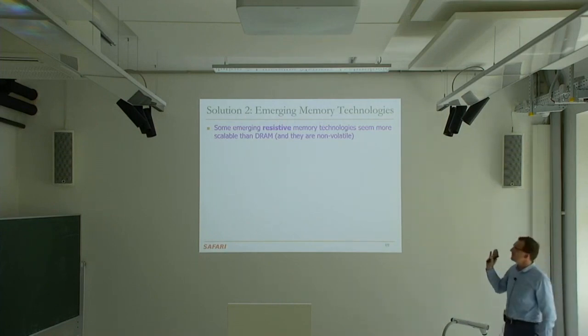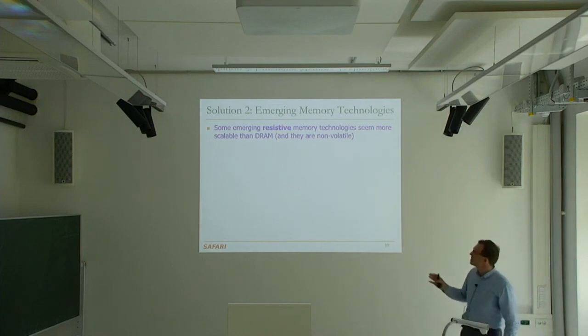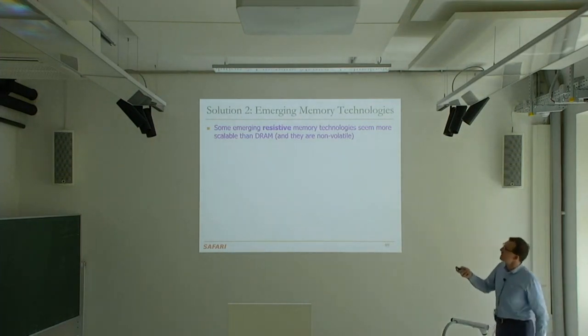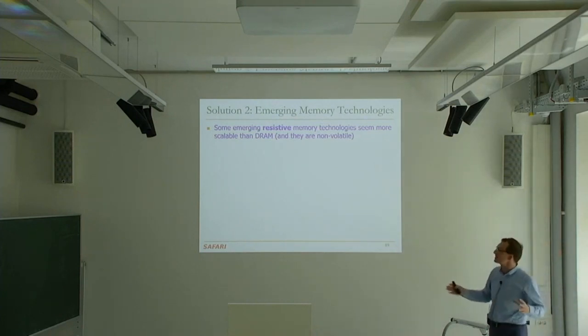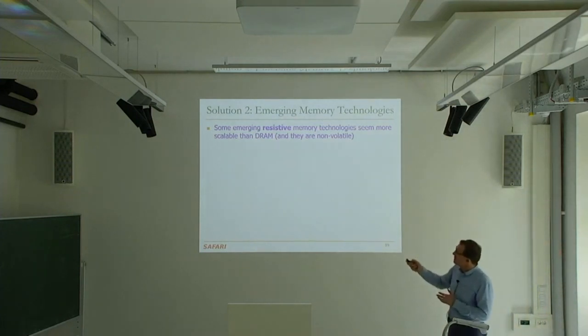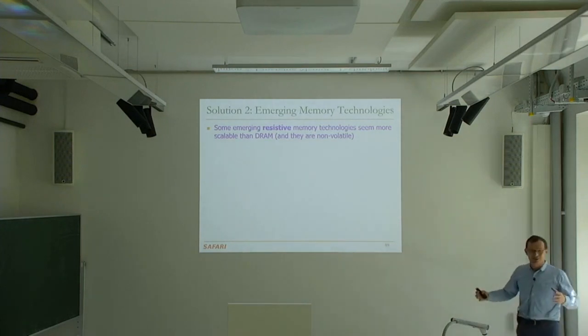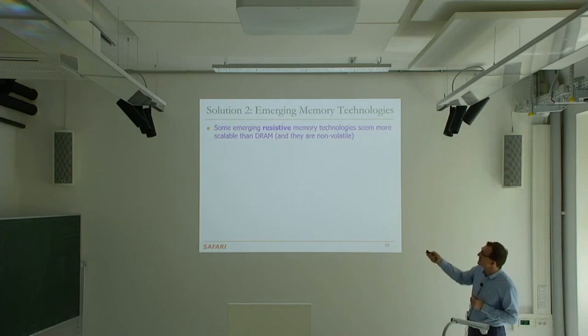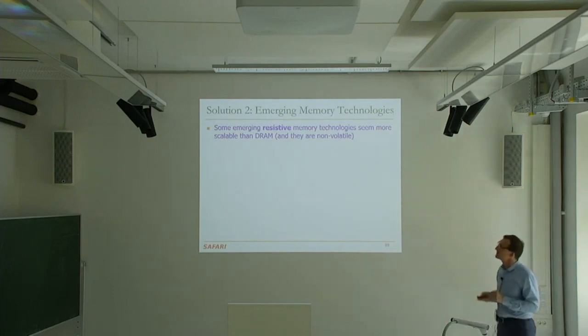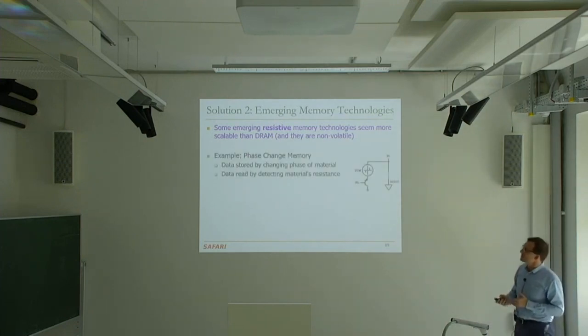This is also very fascinating, I think. There are some emerging memory technologies that seem more scalable than DRAM because they're resistive. They're not charge-based. Charge-based technologies are harder to scale. And on top of this, they are non-volatile. So you can think of these as orthogonal dimensions, and they all have these resistive and non-volatile characteristics, which is great. So one example is phase change memory.